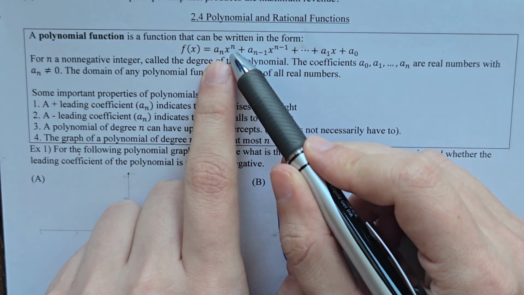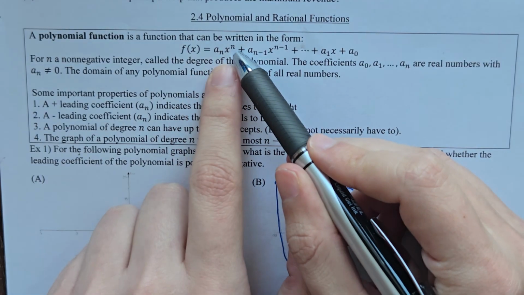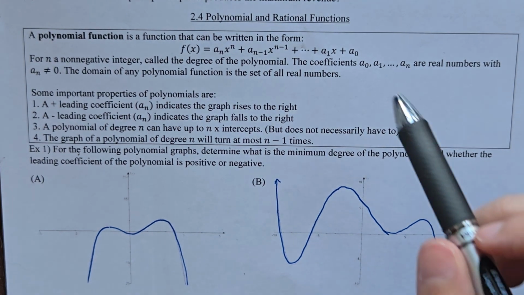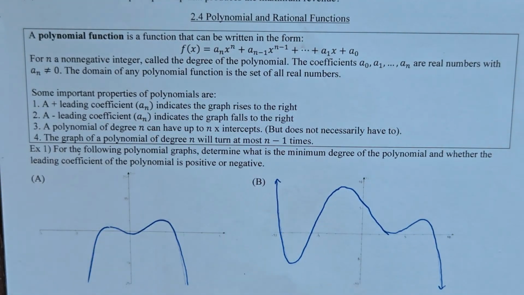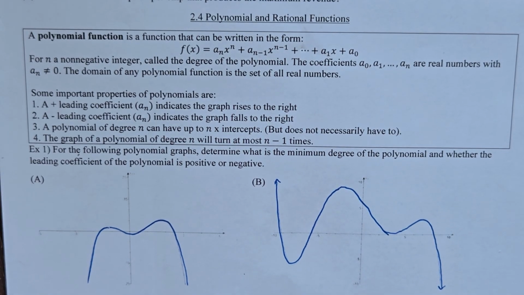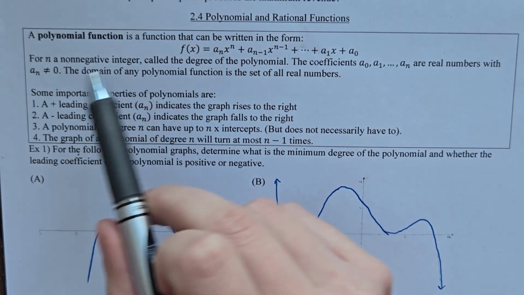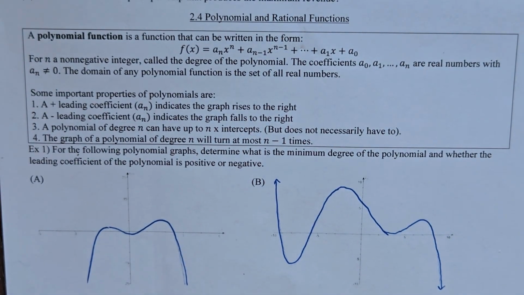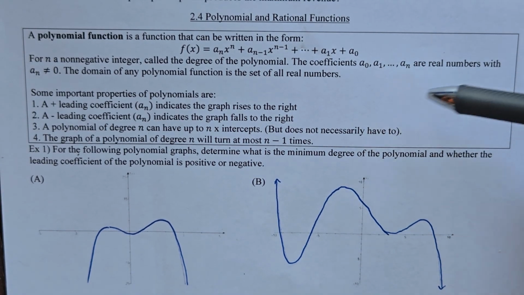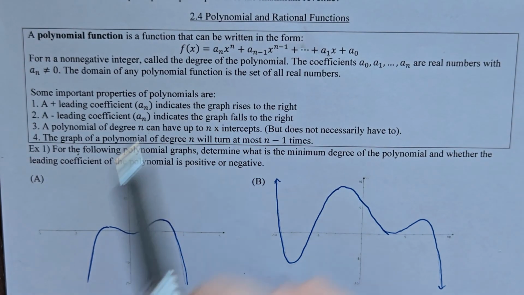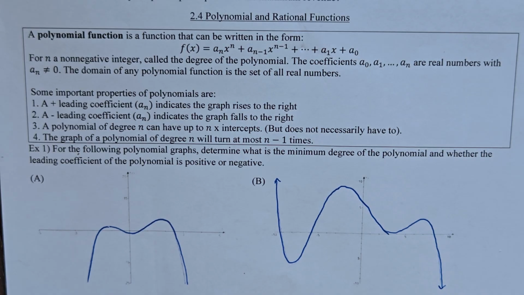So this could be x to the fourth, x to the fifth, whatever, but this is your largest term right here, and then you have a potential term for everything between that up to your constant term, with all the little a's out in front being the corresponding coefficients with those various powers of x. That's why we call n a non-negative integer, and we call whatever that highest power is the degree of the polynomial. And like I said, the coefficients, the a's, are real numbers with that leading coefficient not equal to 0, because otherwise that whole term would cancel out and then we wouldn't really have that as a leading coefficient, right? The domain of any polynomial function is the set of all real numbers.